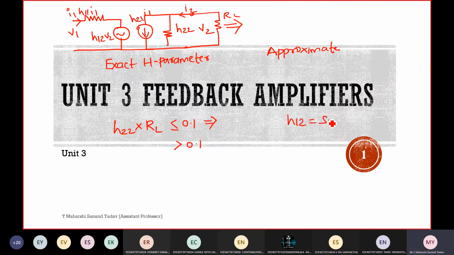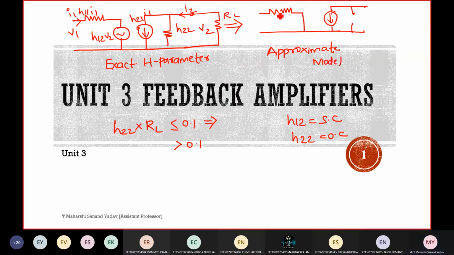So in case of approximate, two modifications. H12 is acting as short circuit, H22 as open circuit. So this is the equivalent model. Here I have shorted this. This part is acting as open circuit. Okay, this is nothing but approximate model. Clear?